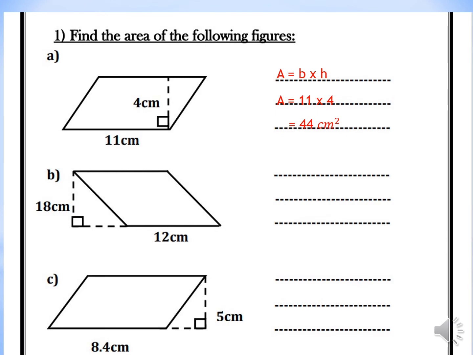Here in my letter B, I have the area equals base times height also. My base here is 12 and my height is 18. So the area will be 12 times 18. 12 times 18 equals 116 centimeters squared.